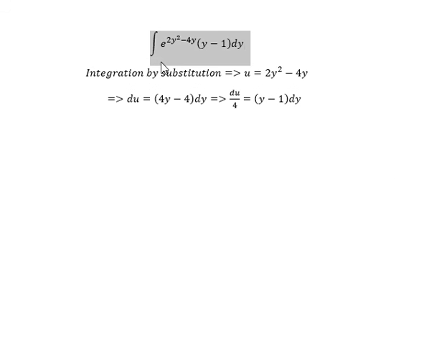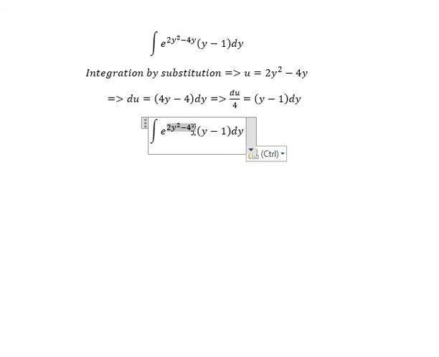And now we need to change this integral. On this one, we change for u, and y minus 1 dy, we change for u over 4. So we got 1 over 4 e to the power of u plus c. For u, we need to change back for this one.